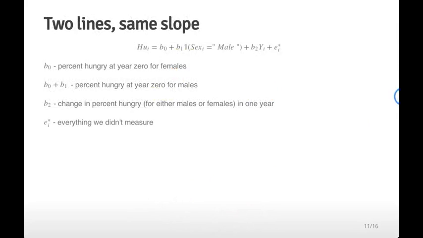So one thing that we could do with linear regression is make it a little bit easier to fit these lines, and if we wanted to allow them to only have the same slope, so that we only get one slope for both lines, we could fit a model like this where we have an intercept term, plus a term times this dummy or indicator variable that the sex is equal to male, plus another term that is the term for the percent change in hungry for either males or females in a single year.